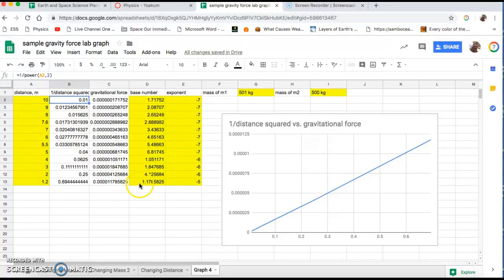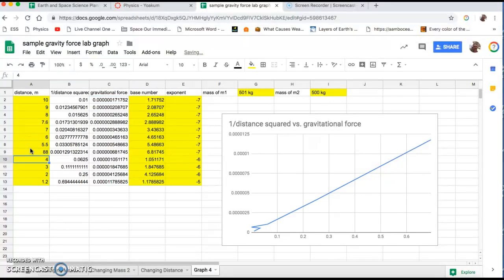The x-axis is supposed to be 1 over distance squared, so this will do that calculation for you. 1 over, that's this column here, squared. This is your x-axis. And then your gravitational force is just the same thing that we did on page 3 on the changing distance graph. It's your base multiplied by your power of your exponent. And you should get a nice straight graph. And you can see if I change a thing over here, it'll change the graph. Not dramatically, but it does.